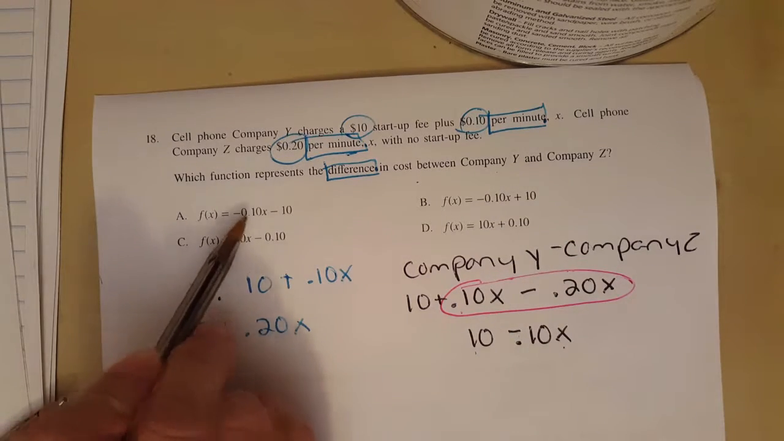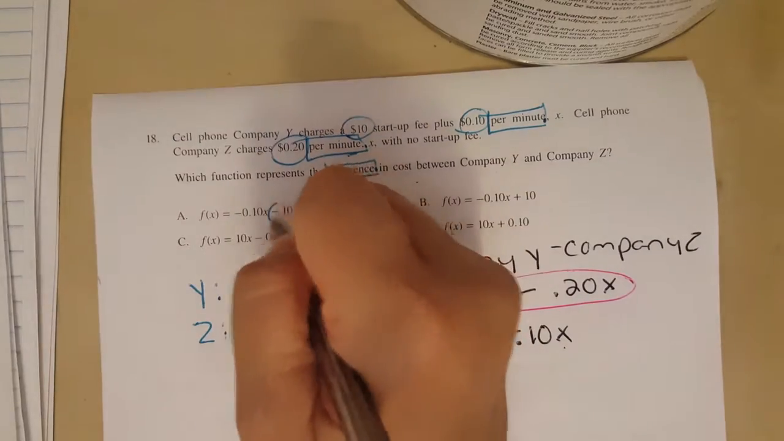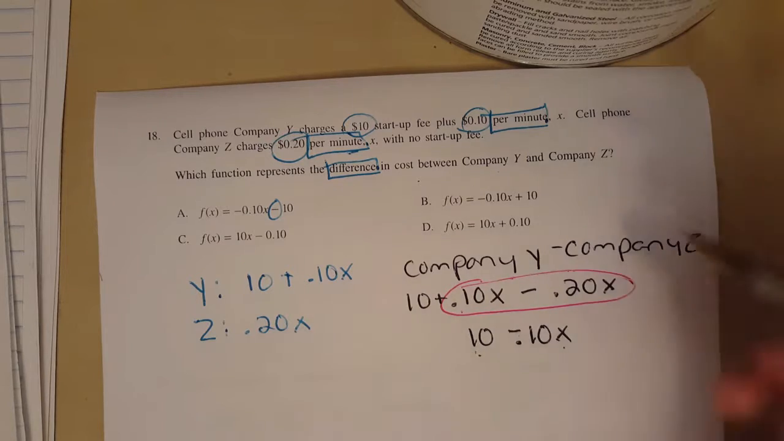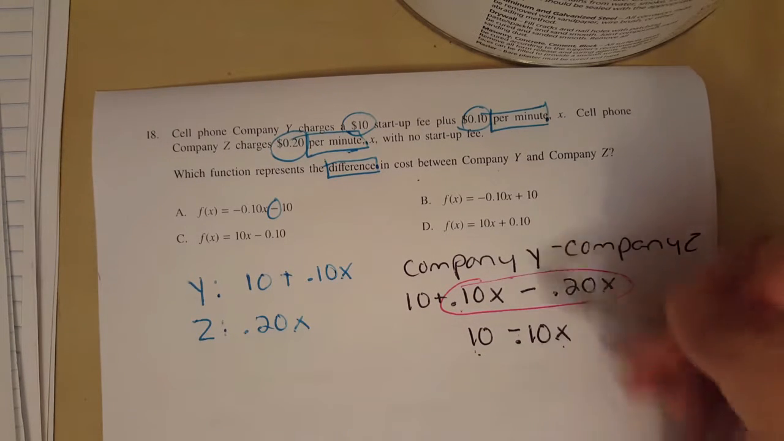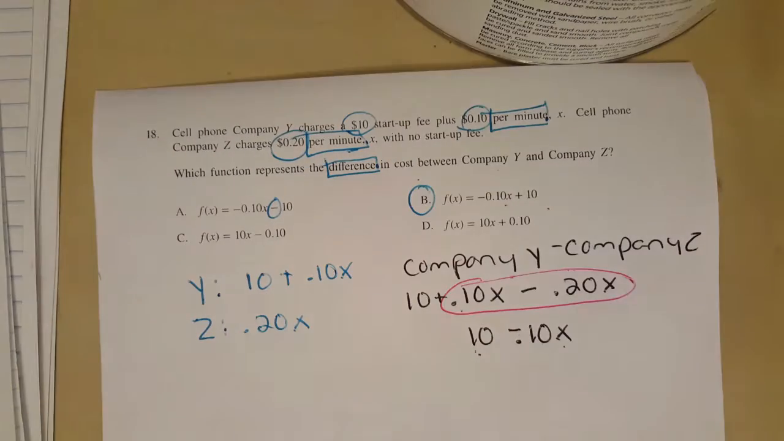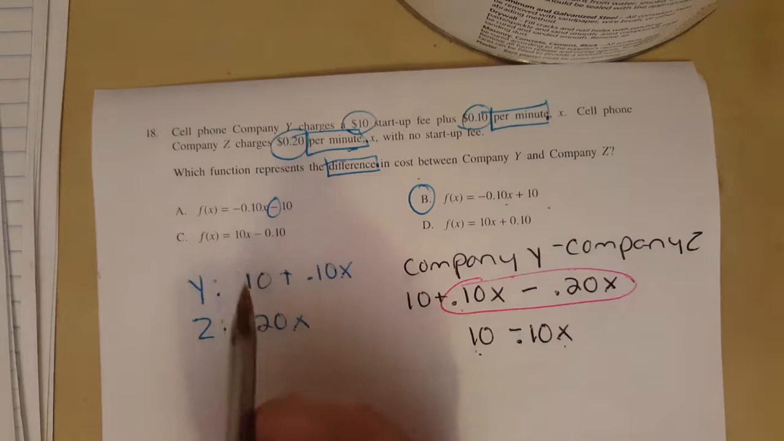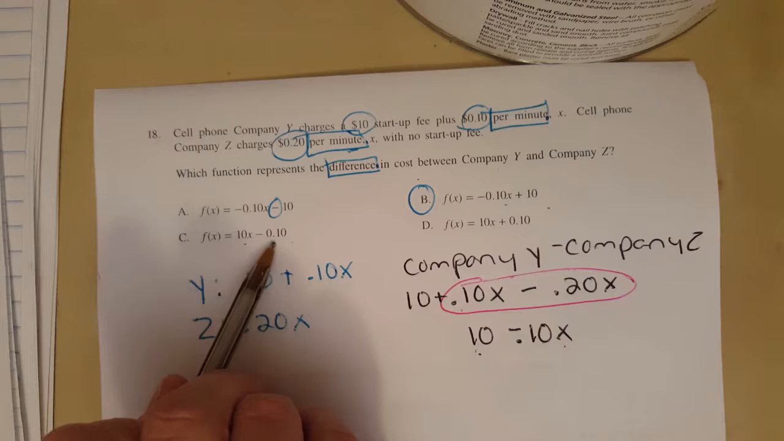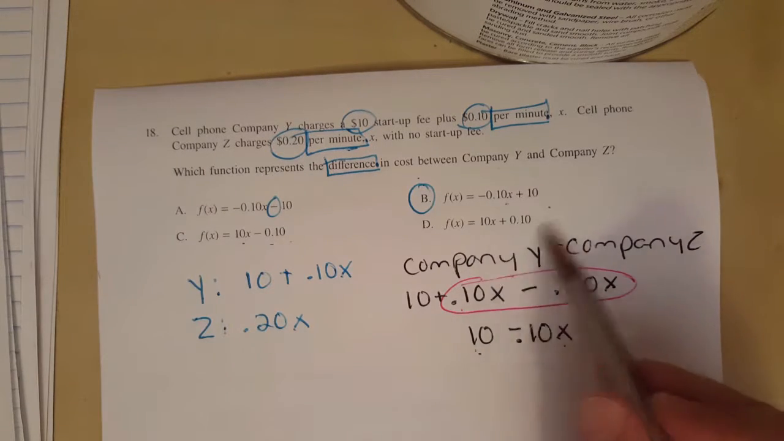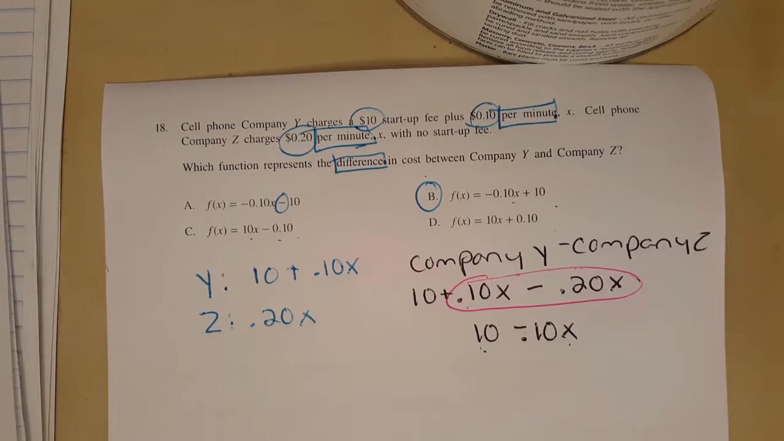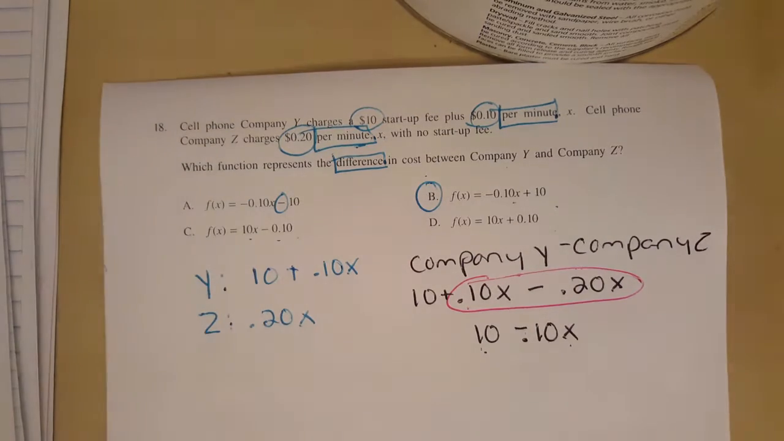So if I look at the first one, this gives me a negative 10, not a positive 10. So that's not my answer. Function B, I have my negative 10 cents a minute plus 10. That has the correct numbers. I think my answer choice is B. Answer choice C, that has the x with the wrong number. And answer choice D, there's nothing negative in that one, so we don't have that as the answer either.